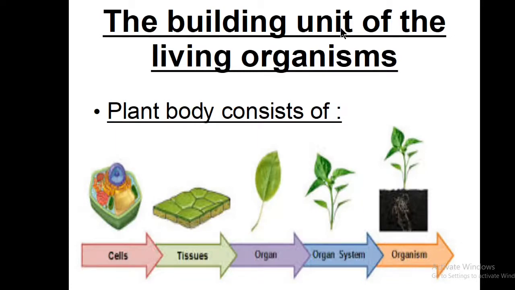The plant body consists of, first of all, the smallest building unit of the plant, which is called the plant cell, and a group of plant cells together make the tissue, and a group of tissues make an organ, and the organ of the plant is the green leaves. A group of green leaves, a group of organs, make the system, and a group of systems make the organism.